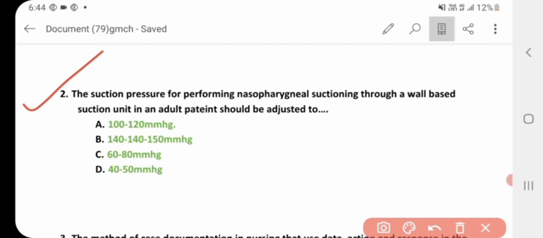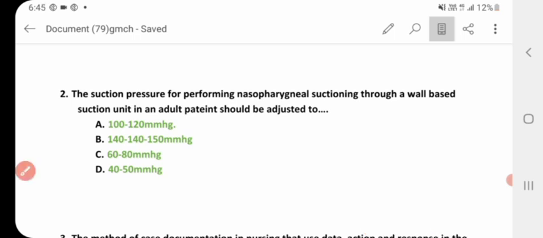The suction pressure for performing nasopharyngeal suctioning through a wall-based suction unit in an adult patient should be adjusted to: 100 to 120 mm of Hg, 140 to 150 mm of Hg, 60 to 80 mm of Hg, 40 to 50 mm of Hg. So the right answer is suction pressure for performing nasopharyngeal suctioning is 100 to 120 mm of Hg. So option A is the correct answer.